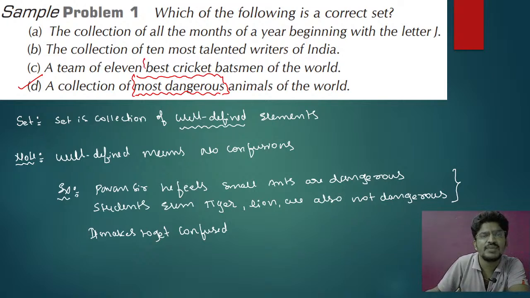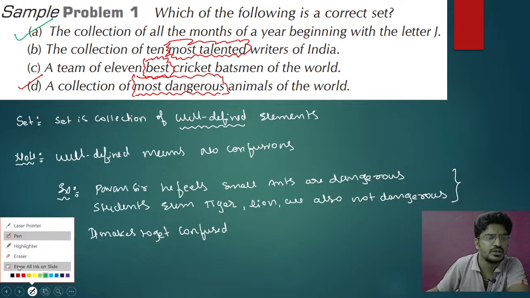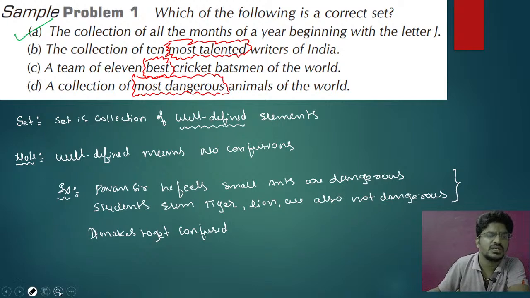In the same way, in option C, best cricket players makes it not well defined. Option B, 10 most talented writers makes it not well defined. But you can see in option A, there are no such confusions. That means the collection of all months of the year beginning with the letter J. So this is going to be the correct option for the given question.